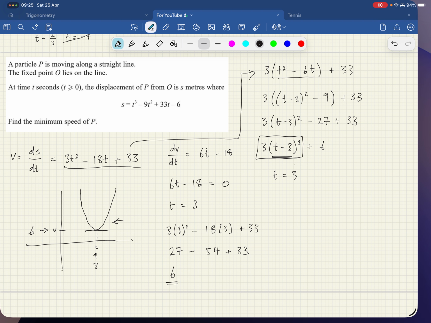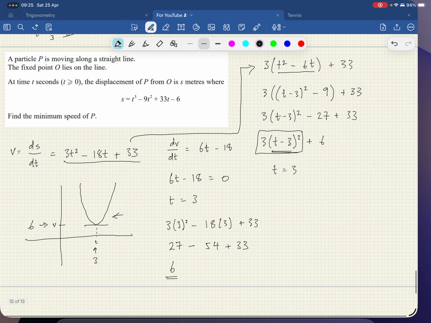So I think at this point you could say something like, for t equals 3, speed is minimum at 6 meters per second. And that's obviously the same answer that we got there.